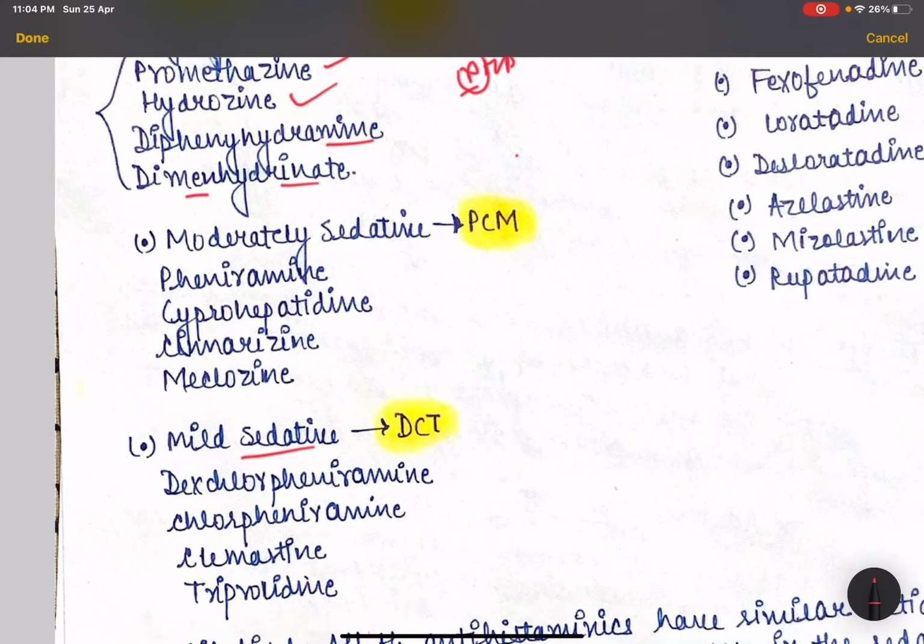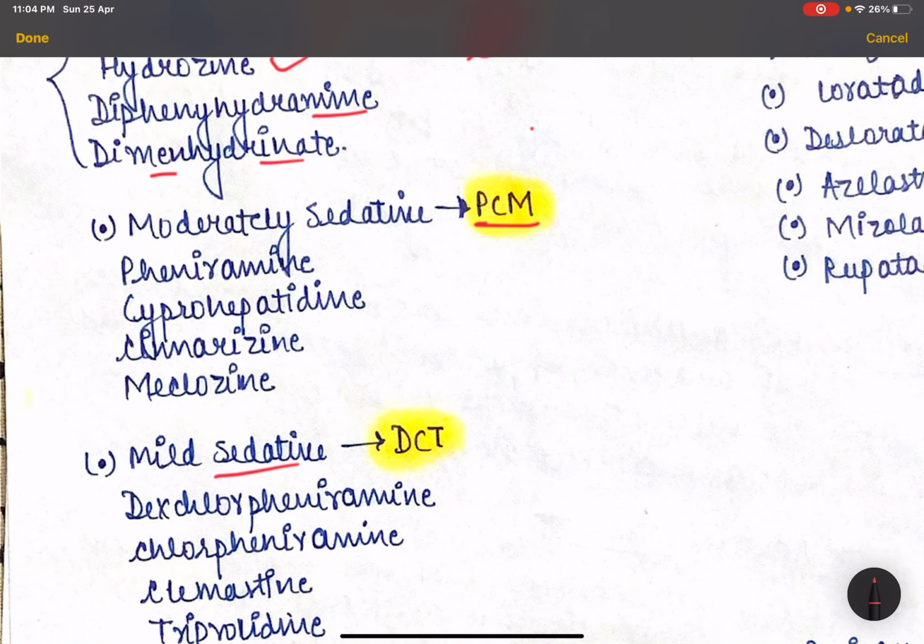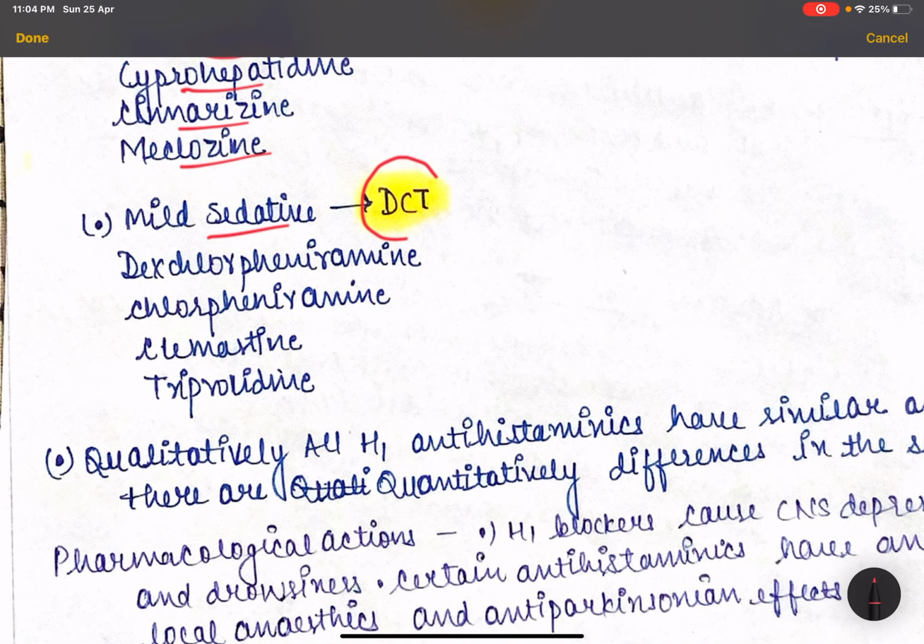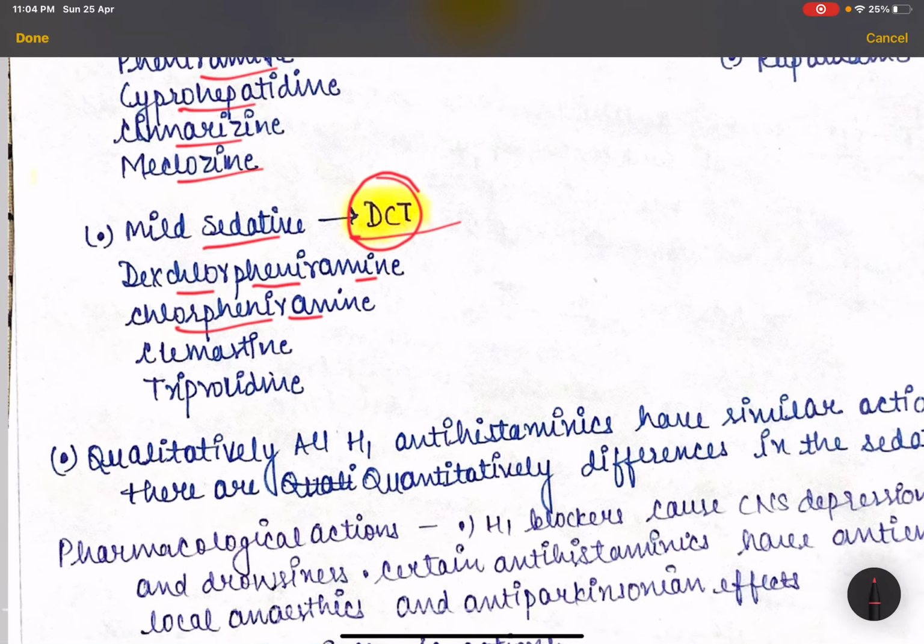Okay, so for moderately sedative you have PCM. P is pheniramine, C has two: cinnarizine and cyproheptadine, and M is meclizine. And the mildly sedative ones you can remember by DCT, like distal convoluted tubule. They are dexchlorpheniramine or chlorpheniramine, C is clemastine, and T is triprolidine.